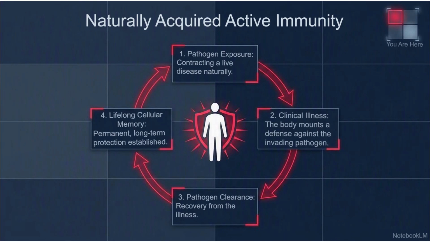So the defining trade-off here is this. Natural active immunity is generally durable, often lifelong, but you have to survive the full-blown illness in order to earn it. That single limitation, the requirement that you have to get sick first, is precisely the problem that vaccinations were invented to solve. And we'll come to that shortly.